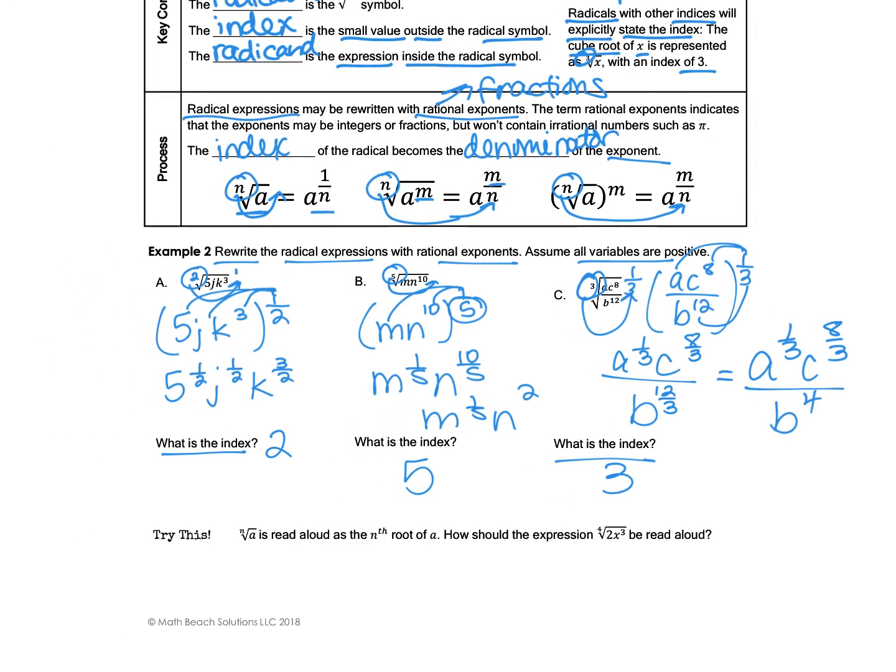So this is another way of writing a radical, using a rational exponent, which is a fraction. So the key is knowing the index. That always becomes your denominator of your rational exponent.